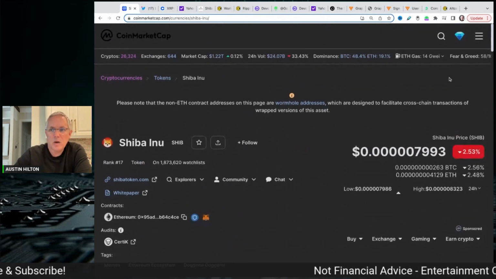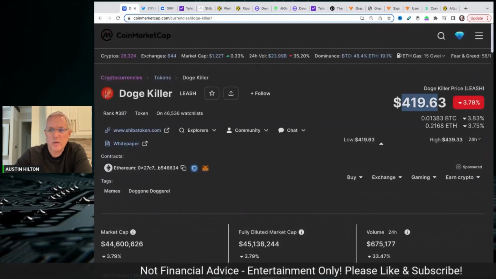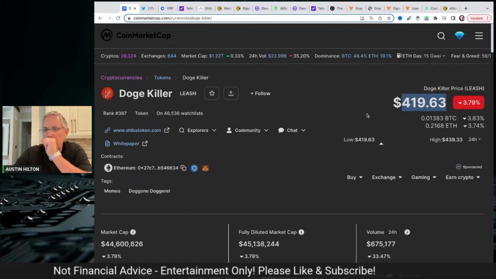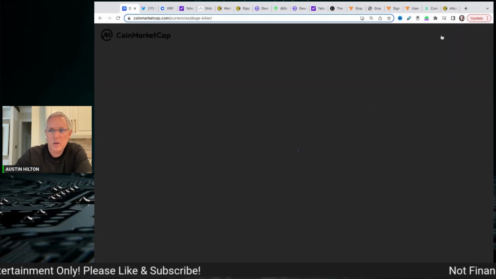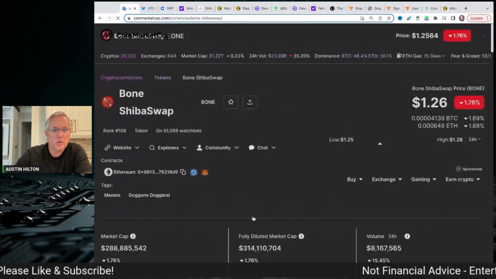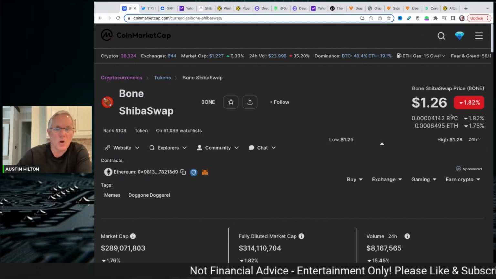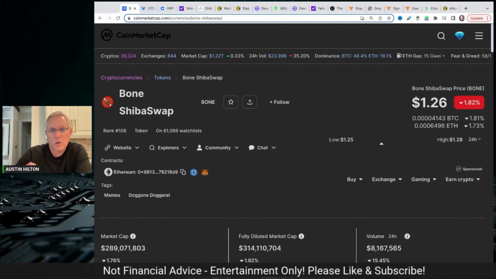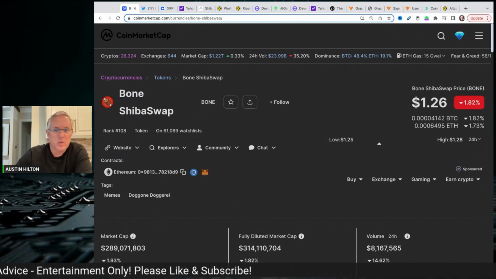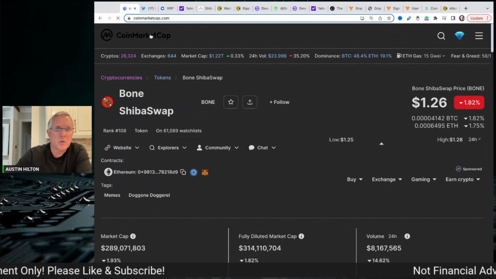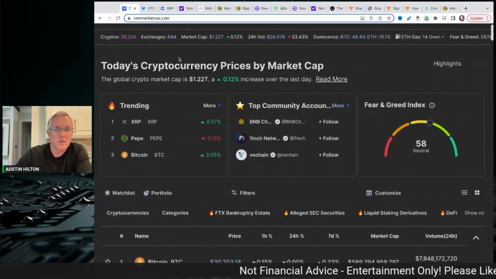Okay, so let's take a look real quickly at LEASH. Obviously, we see what's going on there, down about 3.5% plus. So again, that's down right now a little bit. As we roll to BONE, we can see it's down 1.7. So all of the Shiba Inu coin tokens are in that negative 2-3% range, which is not really hugely surprising given that the overall market is effectively flat. Okay.